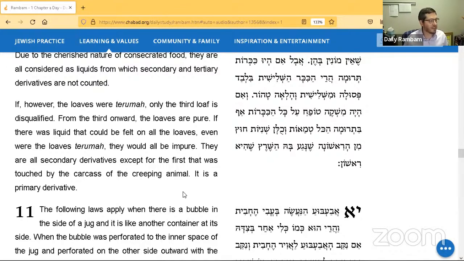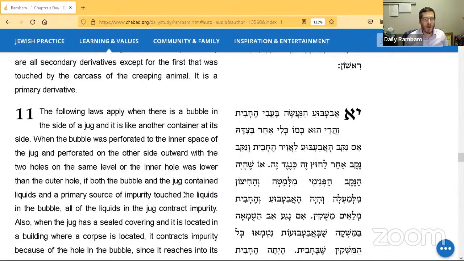If there was liquid that could be felt on all the loaves, he says, unless there was liquid on all the loaves, then even if the loaves were teruma, they'd all be impure. It would be one impurity because the liquid would basically infect them altogether. They're all secondary derivatives except for the first that was touched by the carcass of the creeping animal. It is a primary derivative. The others would be affected the same way, equally being a secondary derivative of tumah.